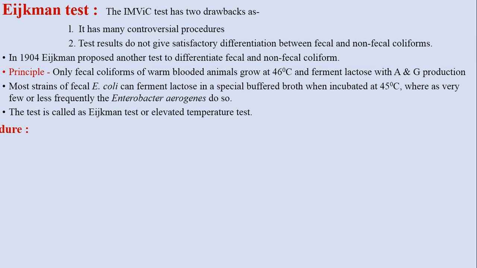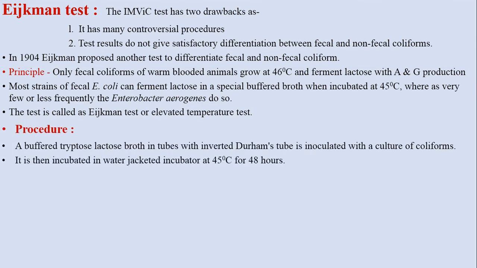So what is the procedure of this test? In this test, a buffered tryptose lactose broth is inoculated with the culture of coliforms. It is then incubated in a water-jacketed incubator at 45 degrees centigrade for 48 hours, and the tubes are observed for gas production. The gas production after incubation constitutes a positive test for coliforms.